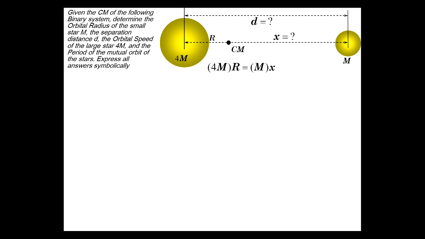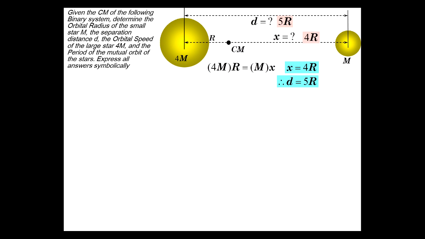And then the starting point is the center of mass. At the center of mass, this mass times this distance, 4m times r, equals this mass times this distance, 1m times x. And x falls right out. Look how easy it was to find x. 4r. So we have 4r from here to here, 1r from here to here, so the distance, the separation, is 5r. Okay, we're on a roll now. We can get all the other stuff we need to do here. The orbital radius of the small star, which we just did. The separation distance d we just did. Now the orbital speed and the period of their mutual orbit.